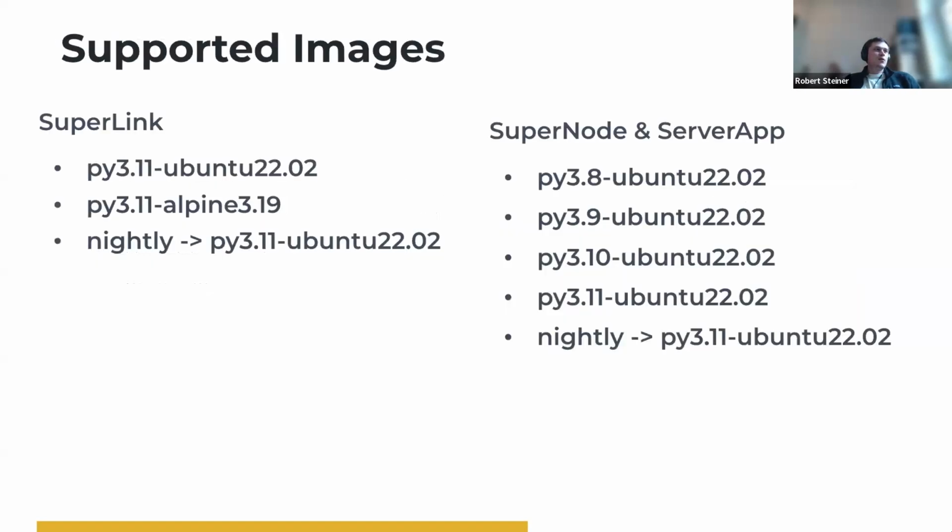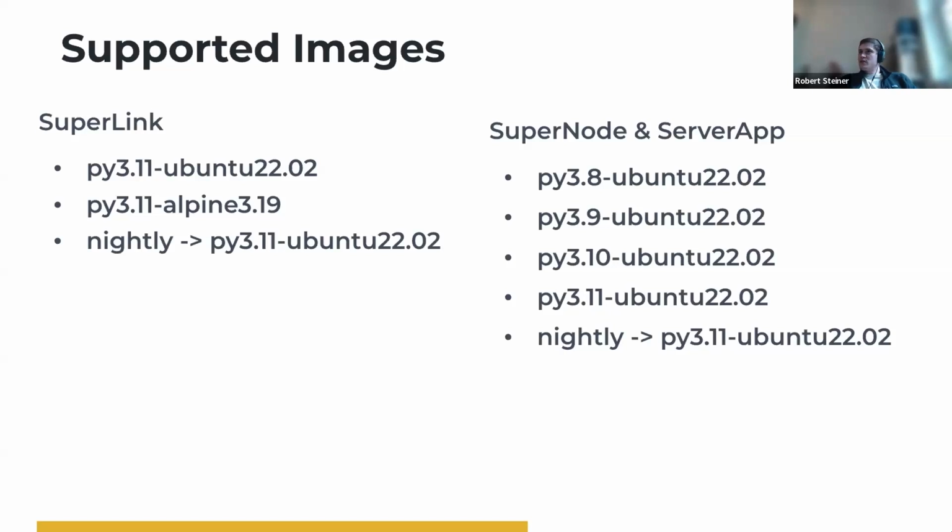On the next slide, we can see the images that we will support. For the Superlink, we will use a base image with Python 3.11 and Ubuntu. We will also use a Python 3.11 and Alpine image. And for nightly, we will always use Python 3.11 and Ubuntu. We will upgrade to a newer Python version when we also upgrade the support in Flower. So for the Superlink, you can expect this will always be the latest Python version that we support in Flower.